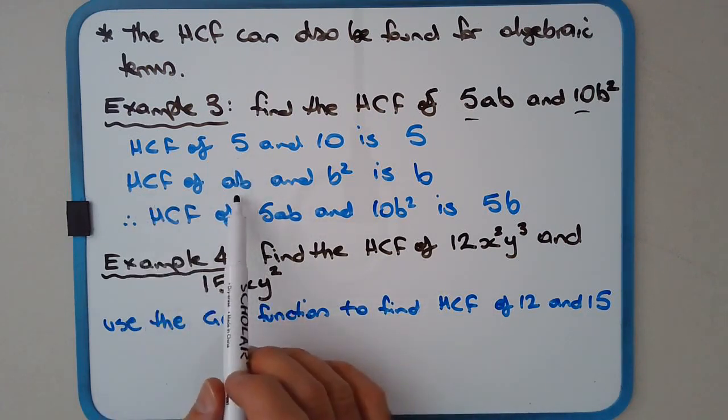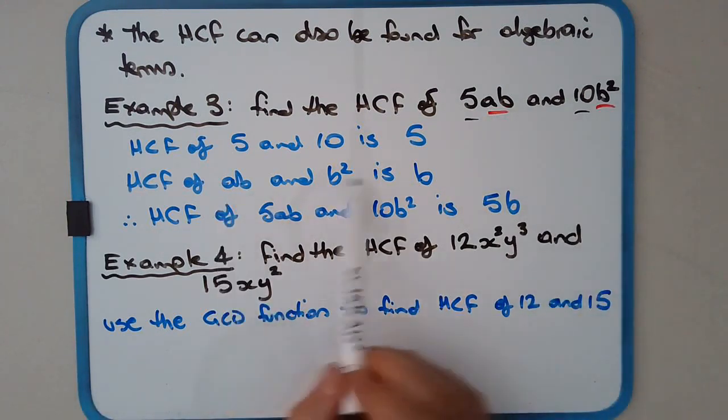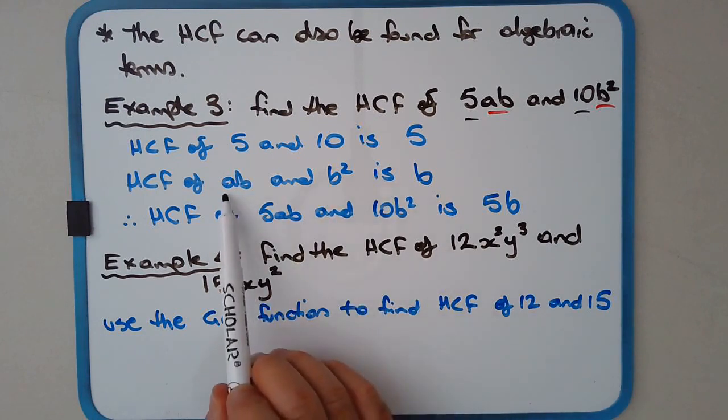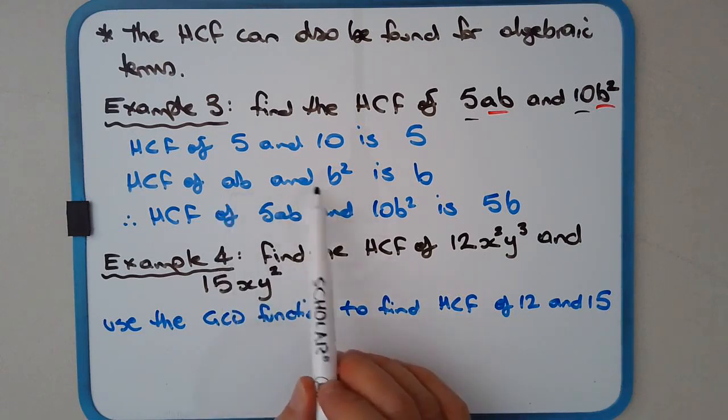HCF of ab and b squared. So now we're looking at the pronumeral part, right, the variables. Okay, so these two, ab and b squared. This one's probably a little bit easier in that what you've got to do is try to find the symbols that are in common. This one's got an a, this one does not. So a is not a common factor.